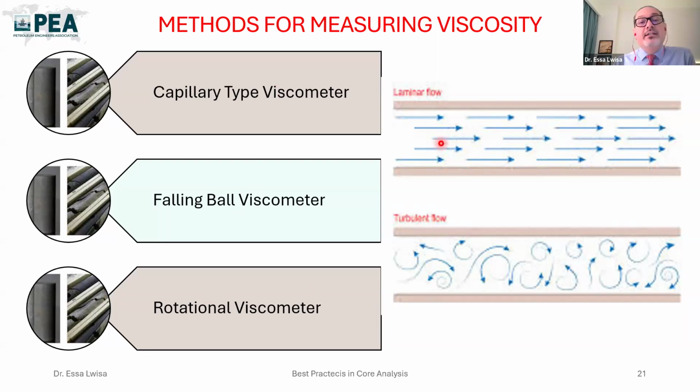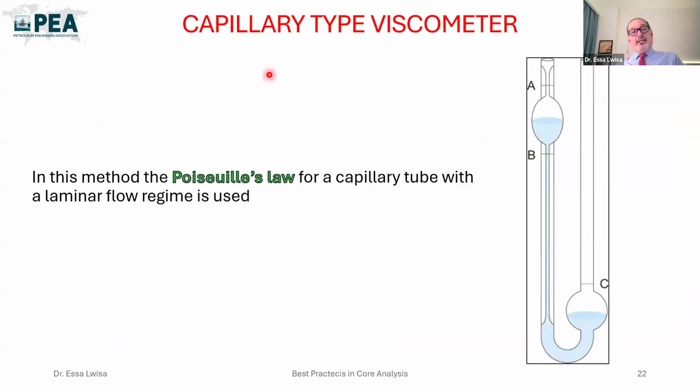And as you can see here, there are two types of flow. The first one is linear flow, and the second one is turbulent flow. So the capillary type viscometer, as I said, sometimes you can call it a U tube because it has the shape of a U. How can we measure the viscosity?